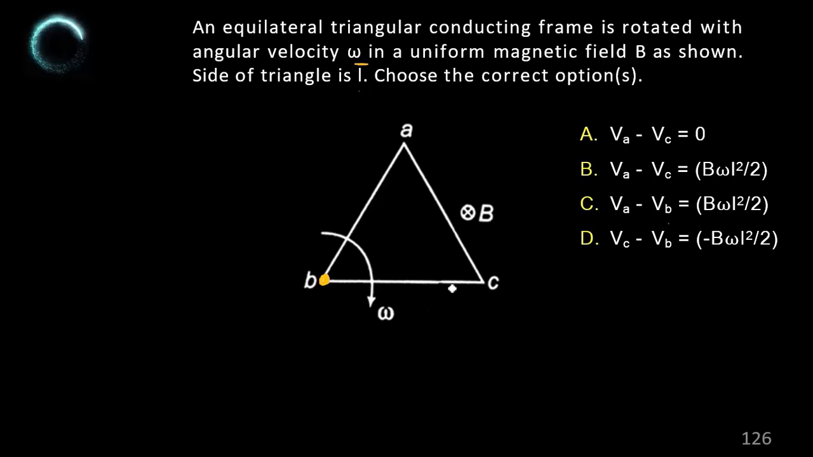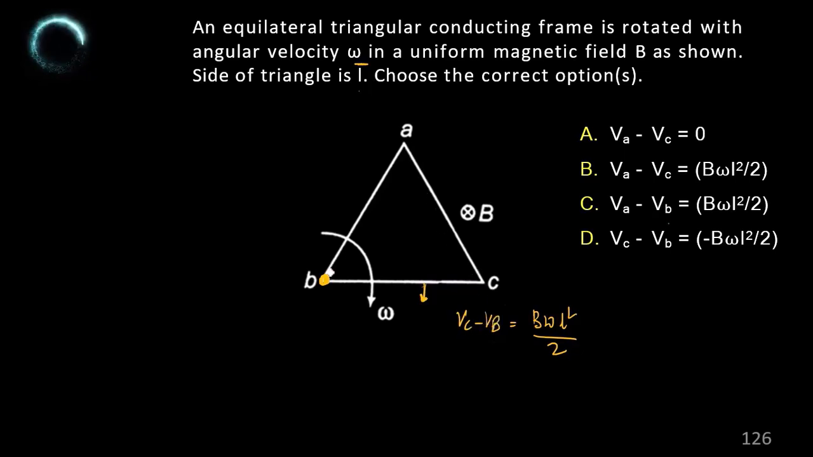About B, once I rotate the loop, if I say VC minus VB, or VB minus VC, and all of these are given here. So the potential difference between C and B: the points are moving in this direction V. So V cross B means C is the high potential side. So VC minus VB is how much? B omega L square by 2. Okay, VC minus VB.